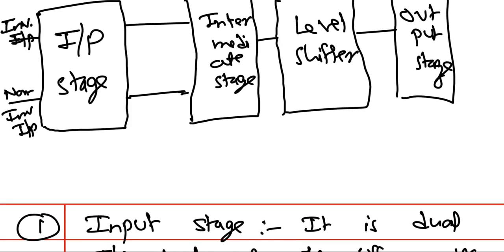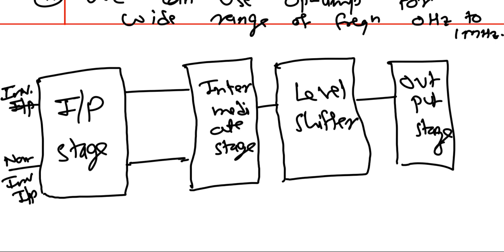So first block is the input stage, and it is nothing but a dual input, balanced output, differential amplifier. Now you should pay proper attention here, as it is dual input. So I have shown two inputs here, and as it is a balanced output, that means two outputs are coming. I have shown the balanced output because in balanced output we are taking output at the two collector terminals. So that's why I have shown two outputs coming from the input stage.